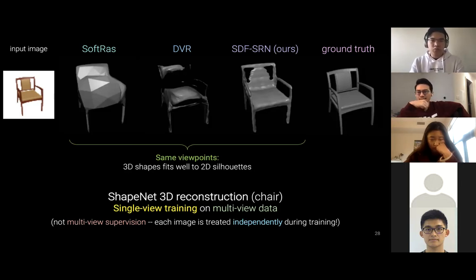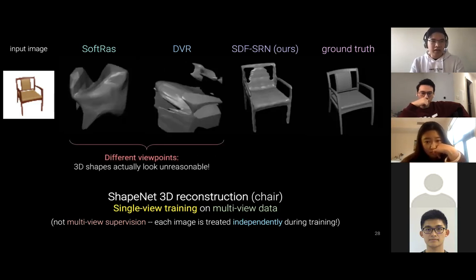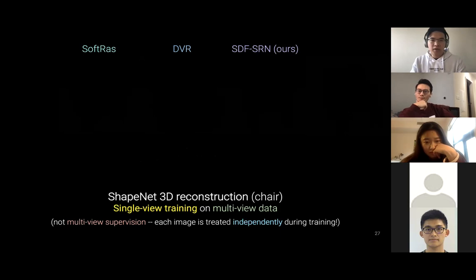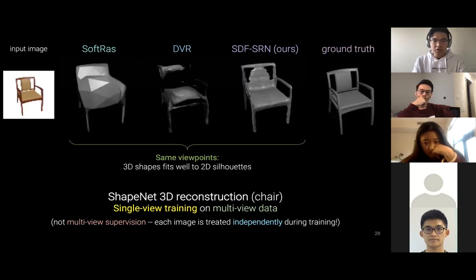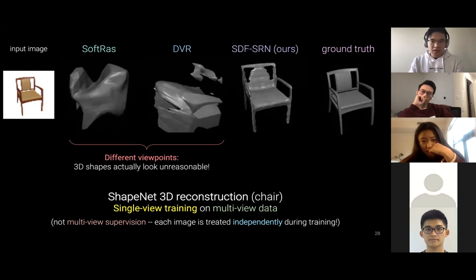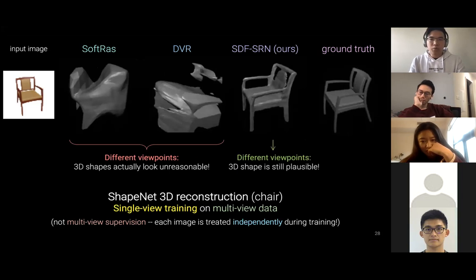It's an indication that the 3D shape fits well to this 2D silhouette. But if we rotate it around, we can see that it's catastrophic at a different viewpoint. This is a consequence of not having explicit multi-view supervision, and it speaks to what I've just been talking about with single view training. These neural networks think that these different viewpoints are actually different CAD models, so they will only be able to fit well to the silhouettes where the camera pose is available. If we rotate it around to a different viewpoint, it will be completely unreasonable. Whereas for our work, we can still reconstruct pretty plausible shapes at different viewpoints.